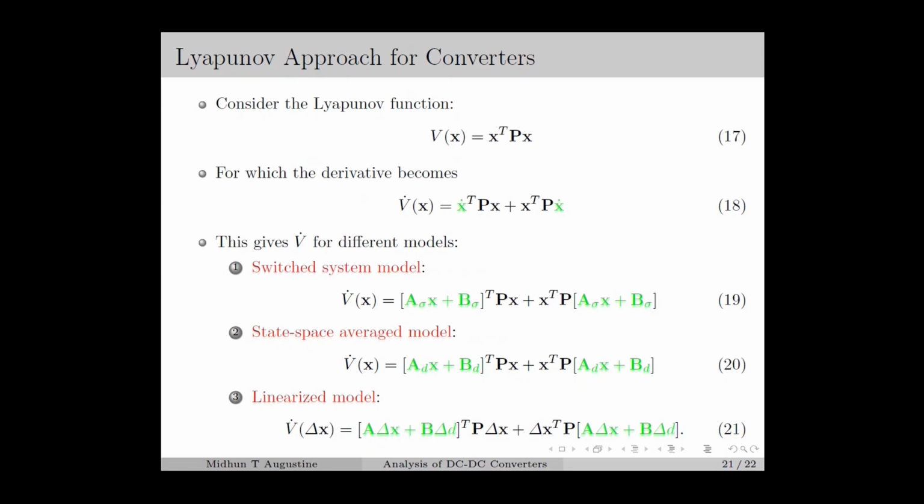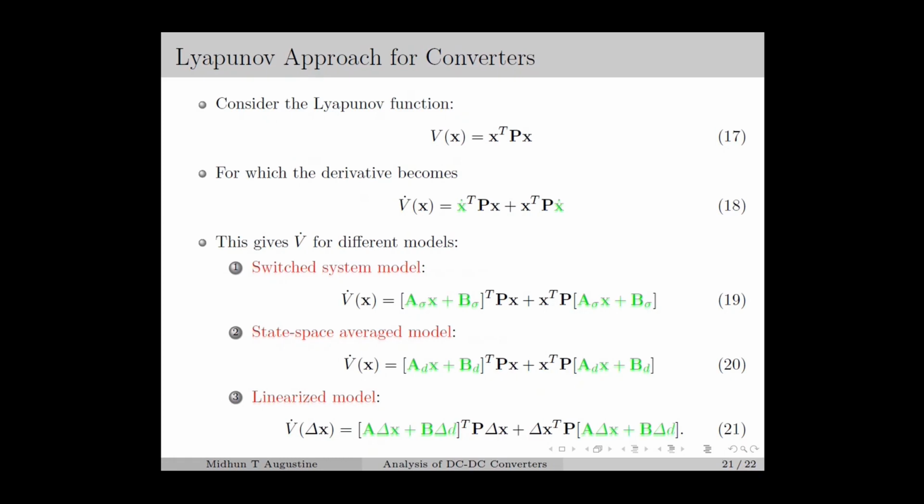Now for this Lyapunov function, we have V dot of x equal to x dot transpose Px plus x transpose P x dot. Here we can substitute for x dot from the state equation, and this gives V dot of x for the switched system model as in equation number 19. Similarly, V dot of x for the state space averaged model will be as in equation number 20. And finally, V dot of x for the linearized model will be as in equation number 21, where we have to use delta x as the state vector.